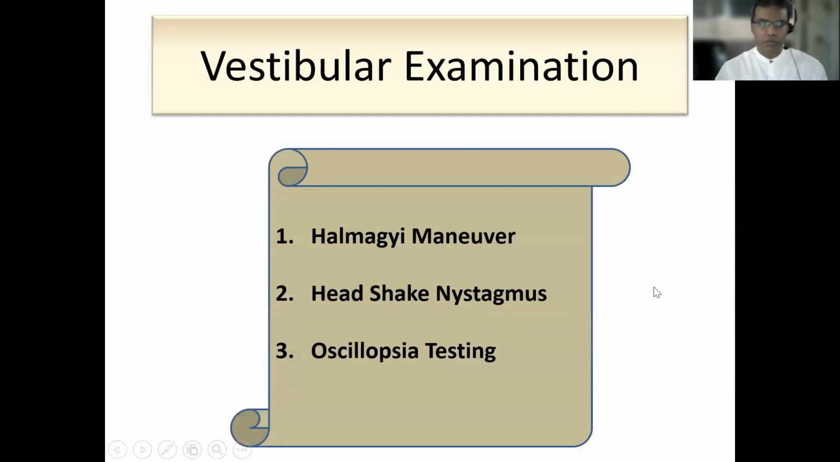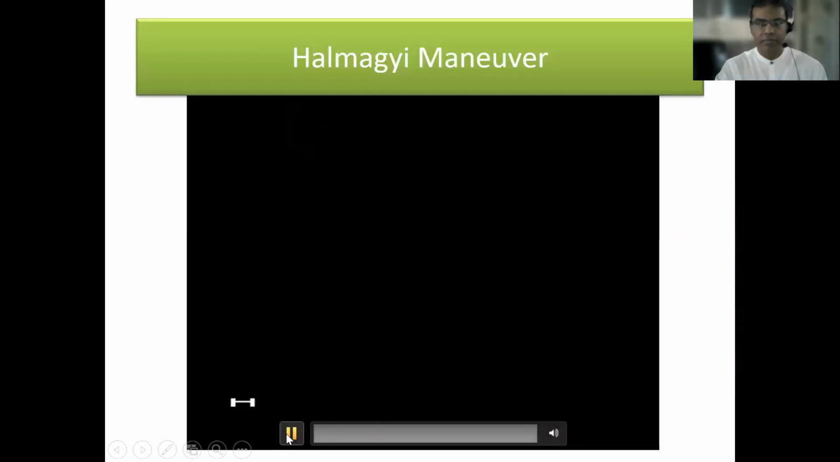So then we come to specific vestibular tests, which are the Halmagyi maneuver, the head shake nystagmus, and oscillopsia testing. The Halmagyi is also known as the high frequency head thrust or the head impulse test. Of course, now we have instruments that will help us do this test, but it's good to know how to do this test clinically.